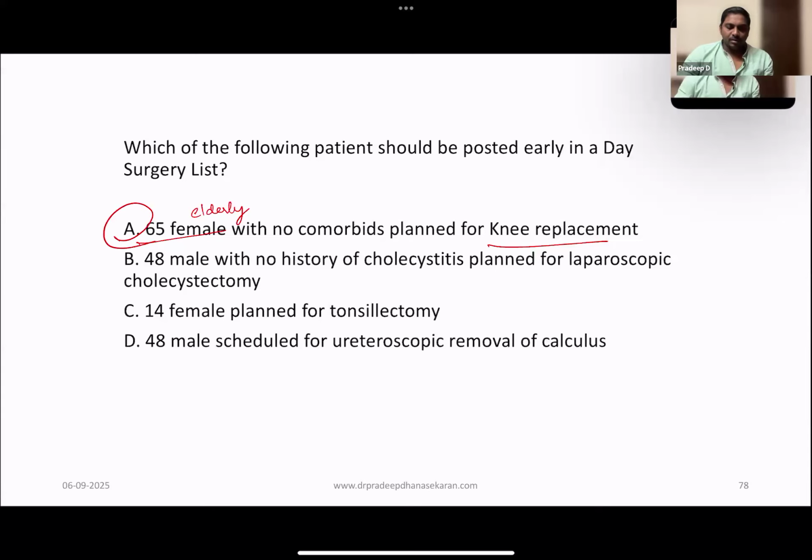So in this list, it is an elderly patient and a high risk surgery. This case should be posted early in a day surgery list. Here the elderly will have a longer recovery time and knee replacement will require a longer recovery time. Next should be tonsillectomy. Third one should be this one, and fourth one should be the ureteroscopic removal of calculus.